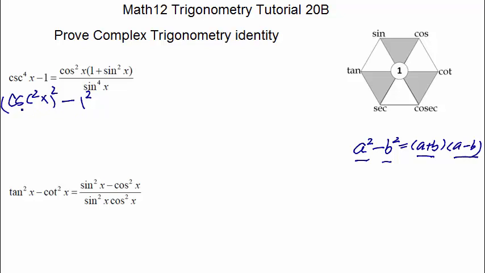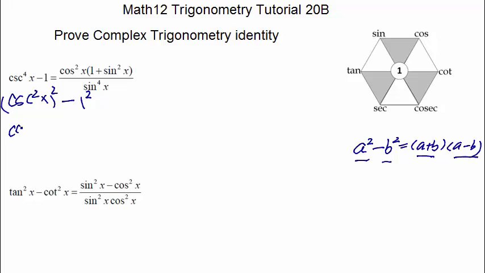What is it? Cosecant square x minus 1 is just cotangent square x, right? Remember these 3 upside down triangles: 1 squared plus cotangent x squared equals cosecant x squared. Tangent squared plus 1 squared equals secant x squared. And sine squared plus cosine squared equals 1 squared. Remember this?